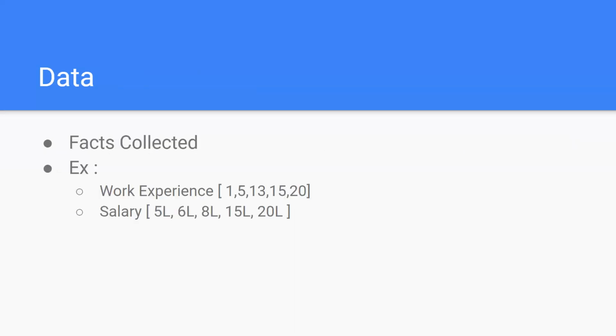So data. We'll talk about data. Data is nothing but facts. For example, working experience. You have some work experience, right? Maybe 2 years, around 2 years. That's a fact. You can consider your salary also. For example, if your salary is say 5 lakhs or 6 lakhs, it is a fact, right? So data is nothing but facts.